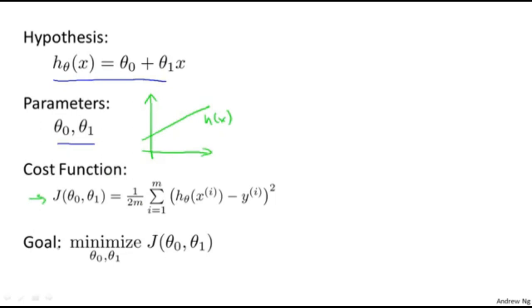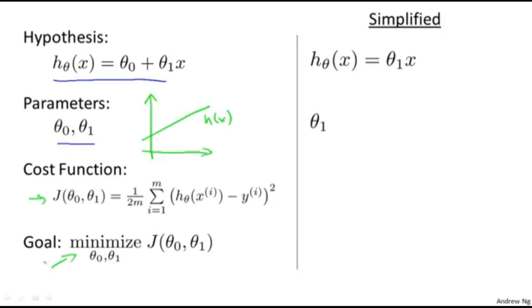And there's a cost function, and that was our optimization objective. For this video, in order to better visualize the cost function J, I'm going to work with a simplified hypothesis function, like that shown on the right. So I'm going to use a simplified hypothesis, which is just theta 1 times x. You can, if you want, think of this as setting the parameter theta 0 equal to 0.